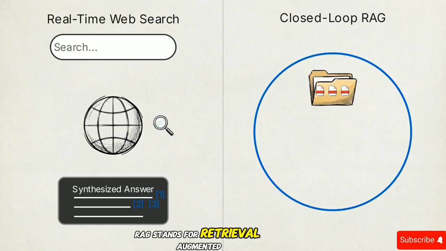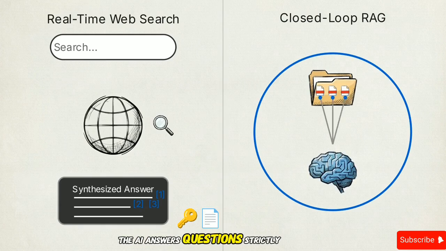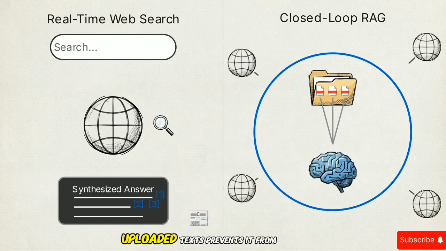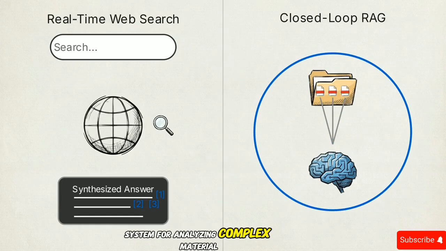RAG stands for Retrieval Augmented Generation, and in a closed loop, the AI answers questions strictly from the documents you upload, such as academic PDFs. Restricting the AI to your specific uploaded texts prevents it from pulling in outside information, which creates a highly grounded system for analyzing complex material.